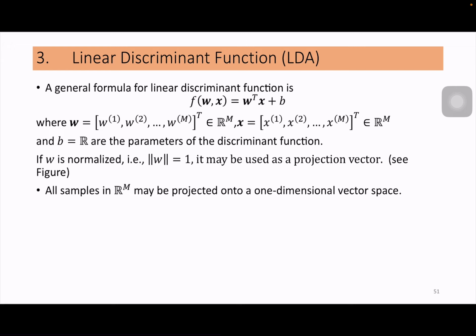So for W equals W1, W2, W3, W4, W5 to Wm, which is an element of R^m, and X equals X1 to Xm transpose, which is an element of R to the power of M, where b is an element of R, these are the parameters of this discrimination function. So if W is normalized, i.e. its norm equals 1, it may be used as a projection vector. You can see in the figure that all samples in R^m may be projected to a one-dimensional space.